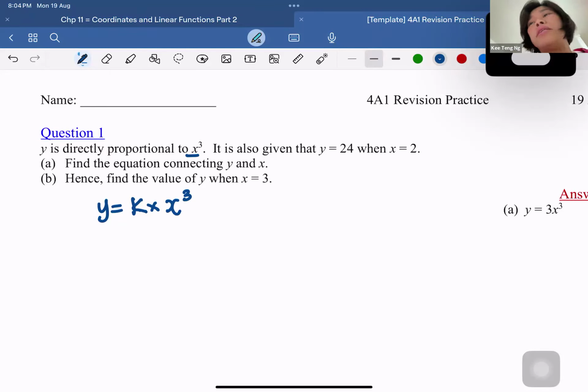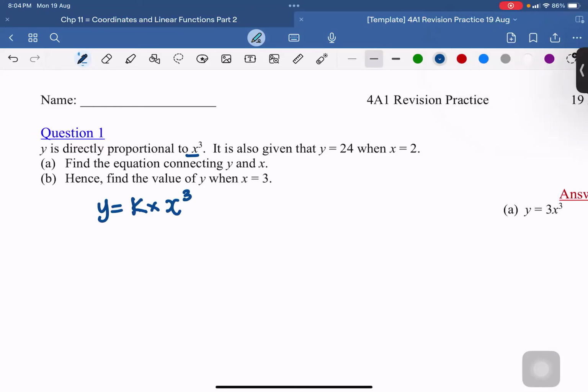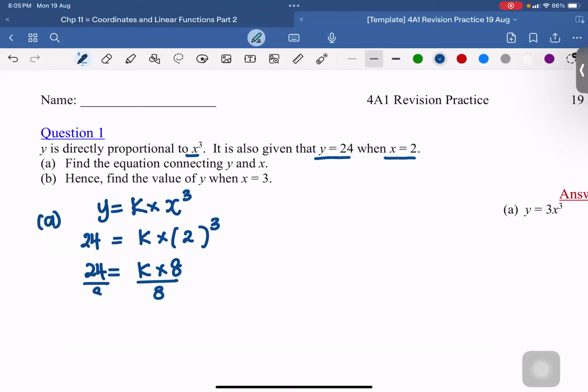This is an easier type of question where they say it's also given that y equals 24, so they give you the value, and x equals 2. The purpose of this value is to find the k. So what we do now is plug in the values to find k. So y is the number 24, k times x whole thing cubed. So x is now 2. Then this is k times 8. To get rid of 8, I divide by 8 on both sides. And k will be equal to the number 3.